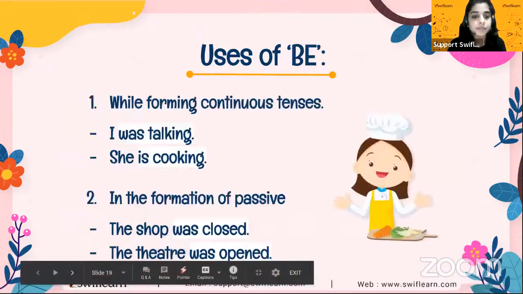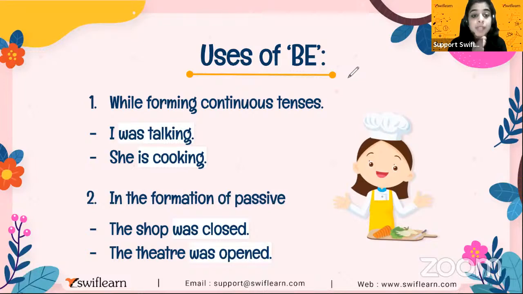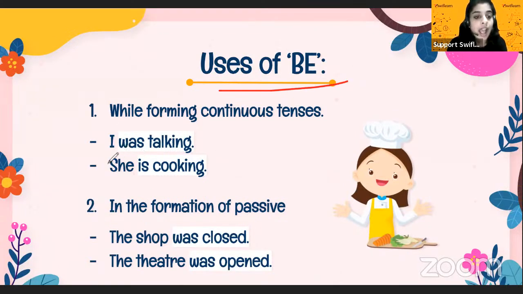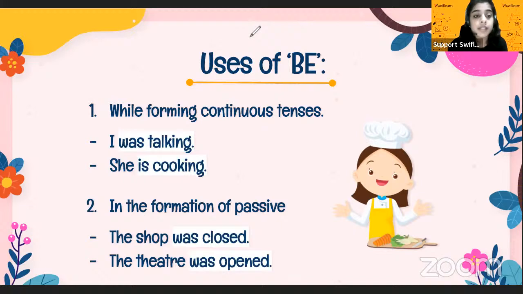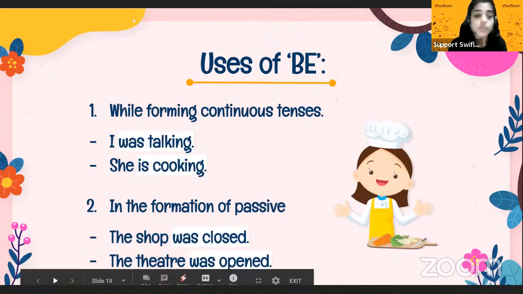Let's move forward. Let's see the verbs of be. Be means to be, to exist. I was talking, helping verb. She is cooking, helping verb. The shop was closed, helping verb. The theater was opened, helping verb. As you can see, was, is, was, and was. These are helping verbs, not the main verbs. So you need to categorize helping verbs and main verbs into two different categories.